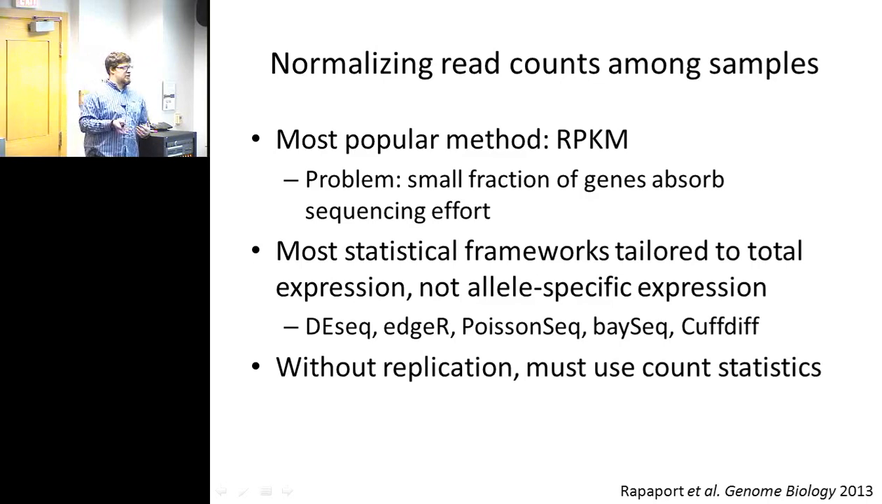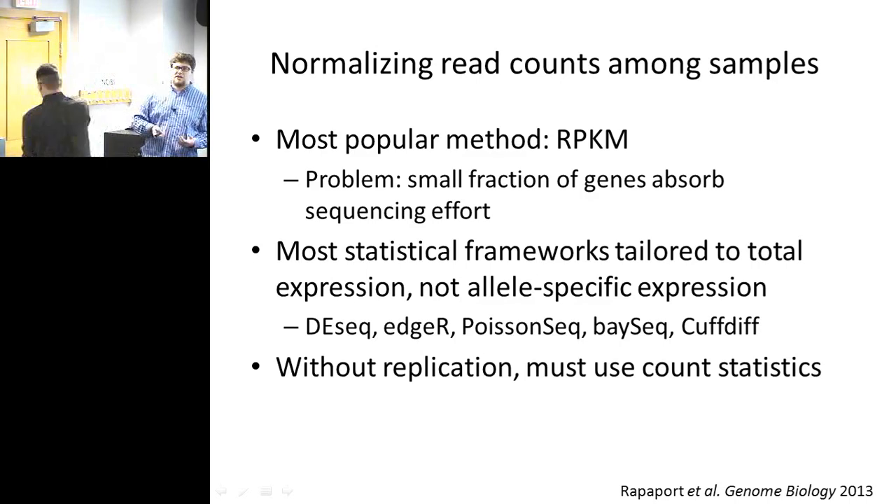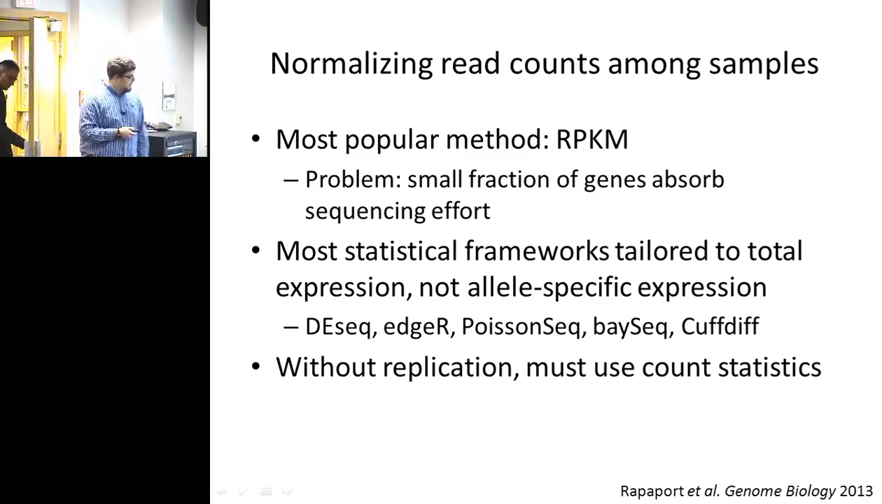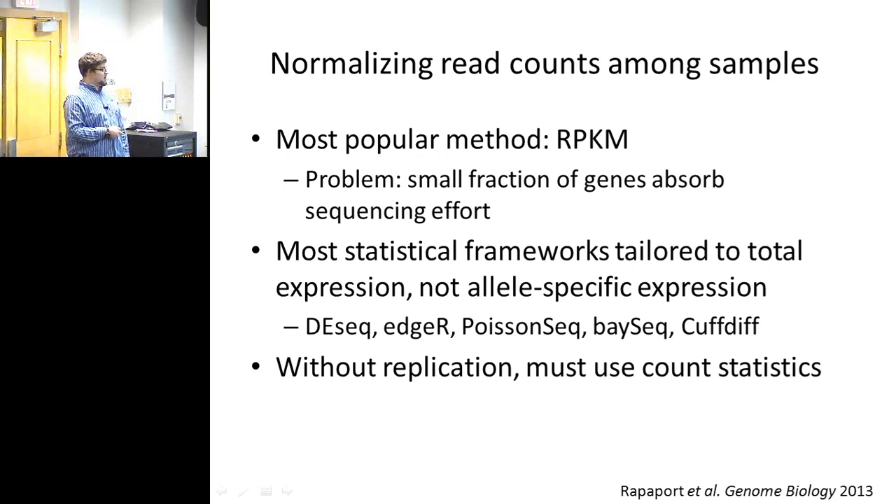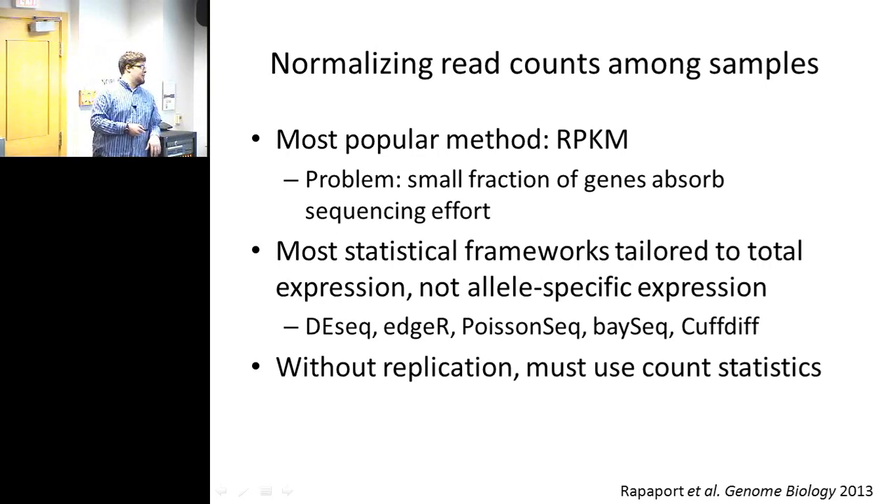And most statistical frameworks are tailored for looking at differences in total expression, not necessarily allele-specific expression. And I've given a subset of such programs: DESeq, EdgeR, PoissonSeq, BaySeq, and CuffDiff. A lot of these programs are also dependent on the sample being replicated, which also isn't always a possibility. So in the absence of a sample being replicated, how can we compare these counts between samples? We actually need to use count statistics.